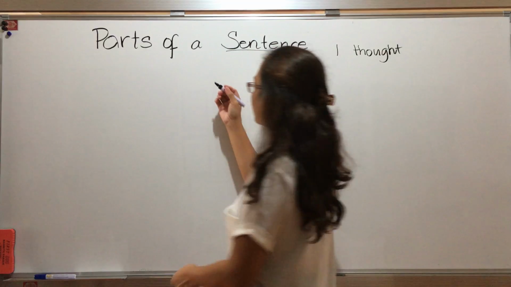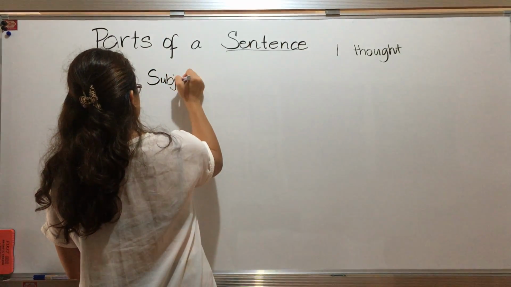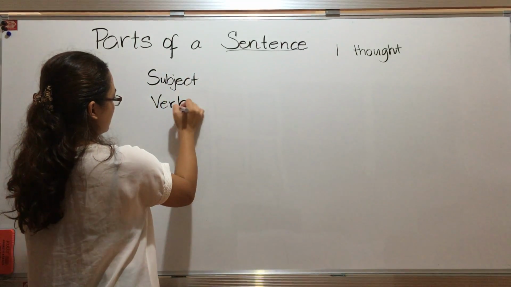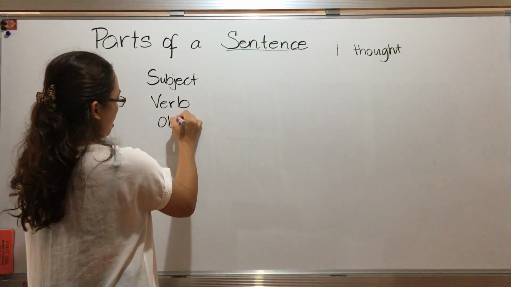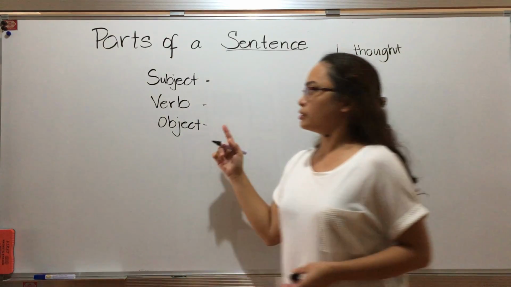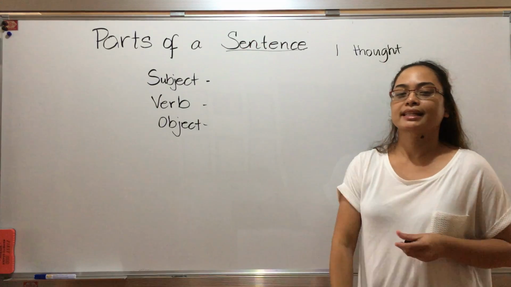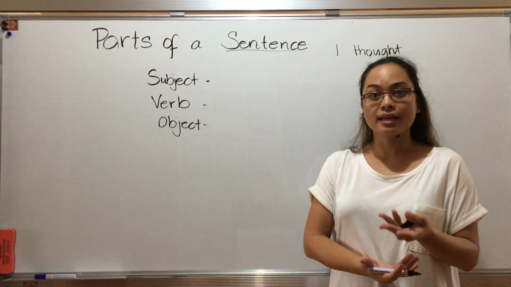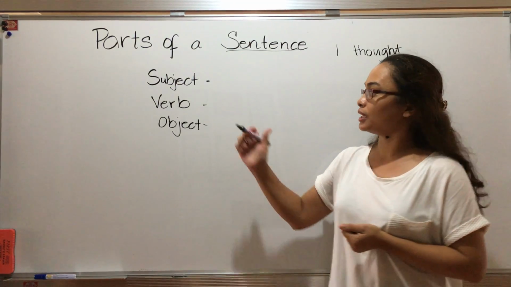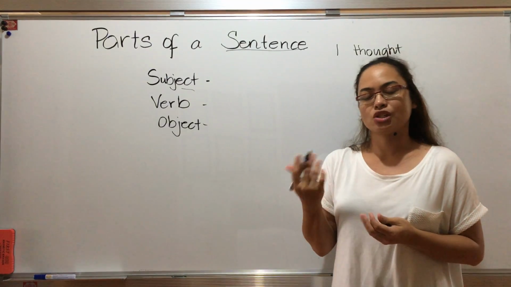So if we are going to talk about a sentence, there are parts of a sentence. We have the subject, we have the verb, and we have the object. Okay. Subject, verb, object. So what's a subject? Subject is a person or a thing that does something. He's the one who's doing the action. Usually this is in the beginning part of a sentence. Okay? It's usually a noun.